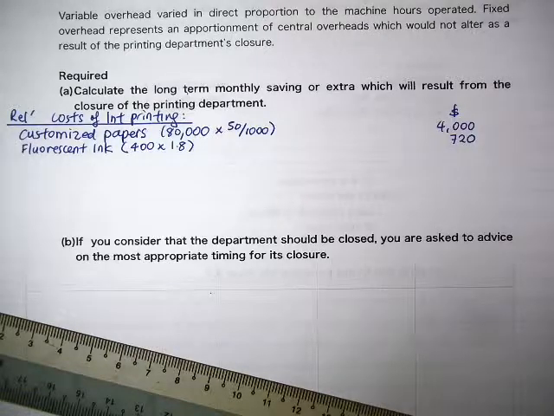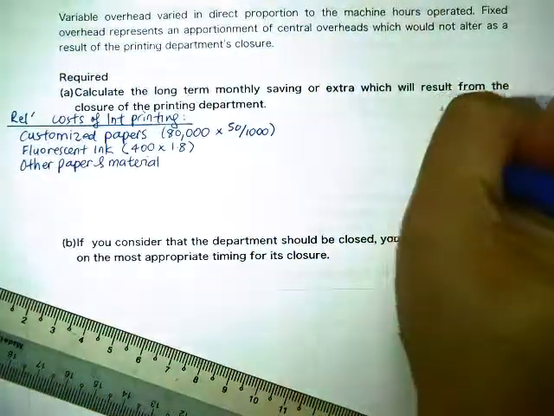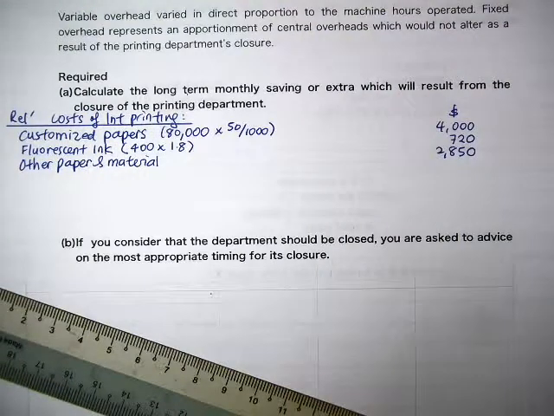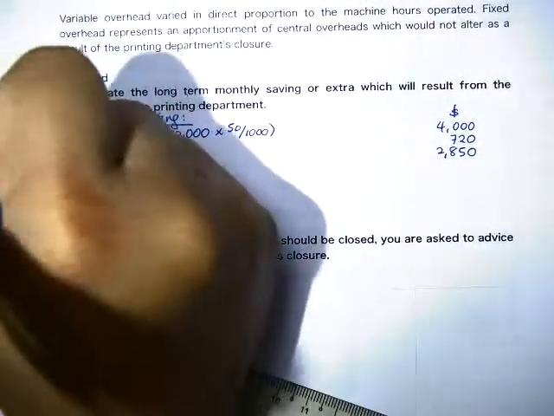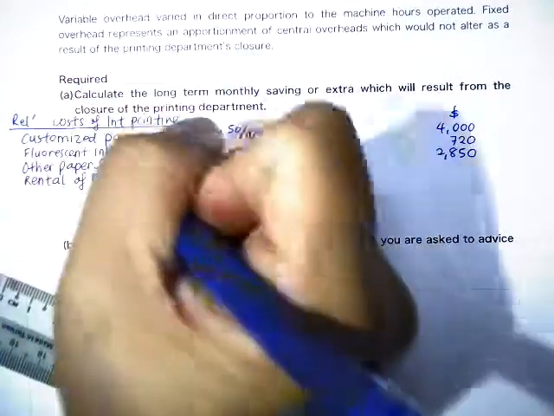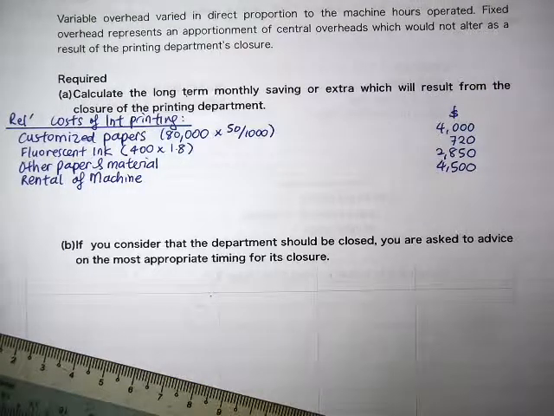Okay, then the other paper and material would cost 2,850. Right, then they say the printing machinery. So rental of machine will cost 4,500. And then they say there are two employees in the department.